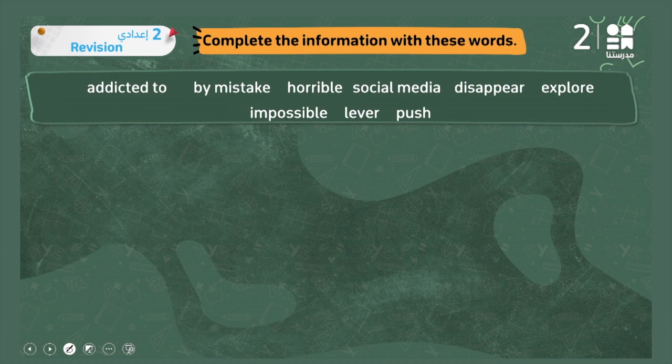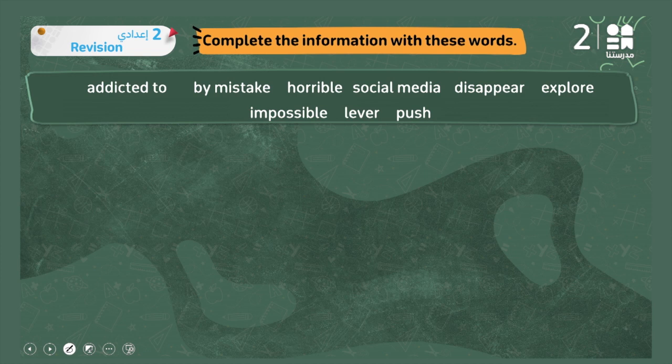By mistake يعني عن طريق الخطأ. Horrible يعني حاجة فظيعة أو مريعة. Social media أي حاجة that happens online أو أي حاجة ليها علاقة بالميديا بالإعلام. Disappear it means to not show up يعني يختفي. Explore يستكشف حاجة. Impossible من المستحيل. Lever يعني زي cover أو غطاء للماشين. Okay. Push يعني يدفع. Okay. Push is the opposite of pull يجذب.